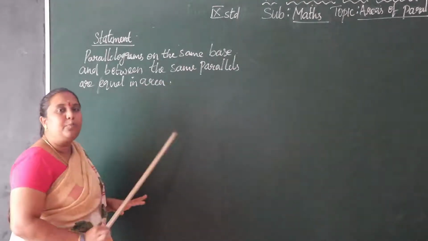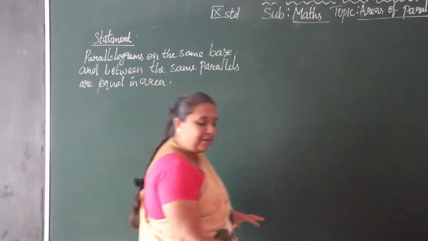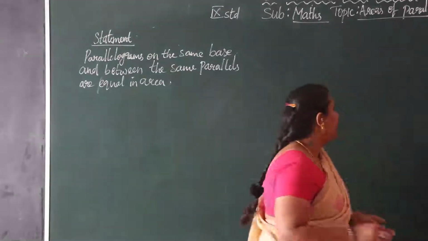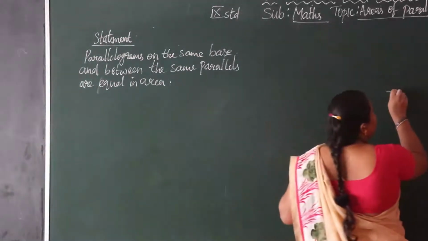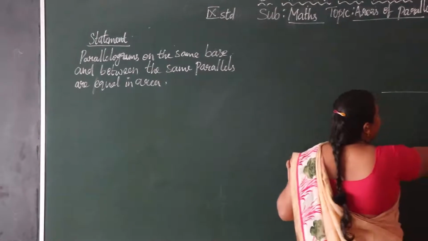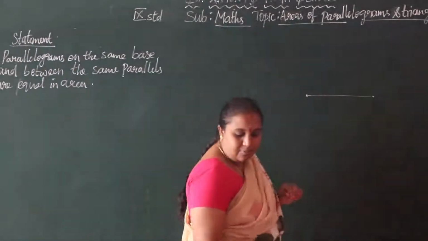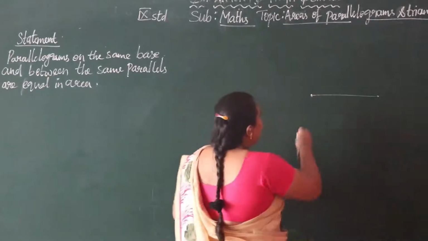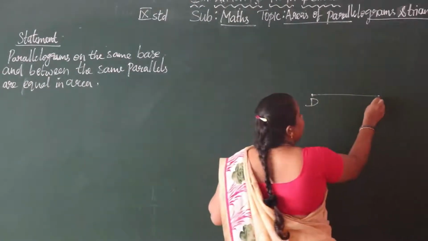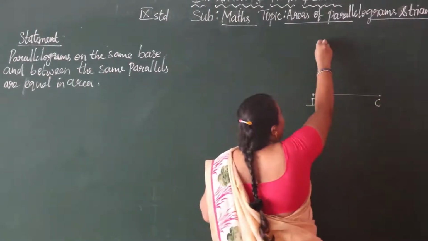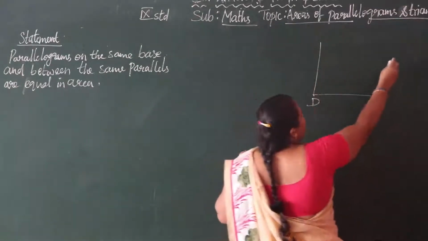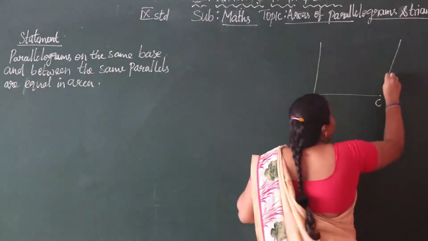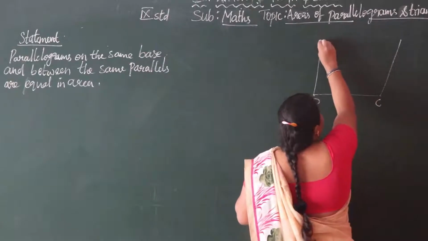So we have to prove this. Here, first we have to draw a diagram. So we have it like this. This is the base. It is given that the base is BC, the base of the parallelogram is BC, and one parallelogram is like this.